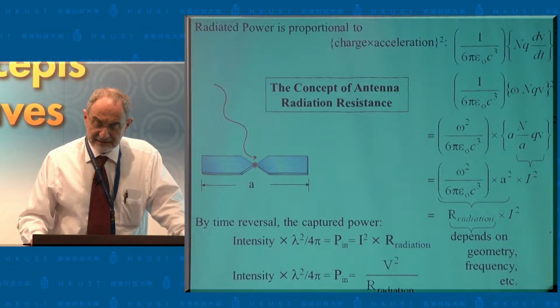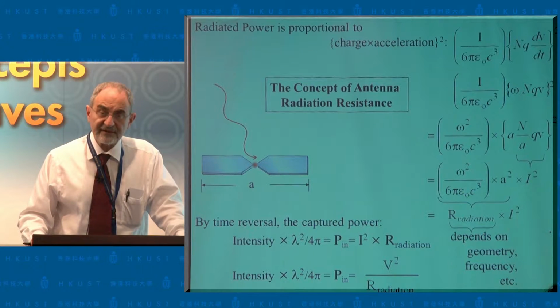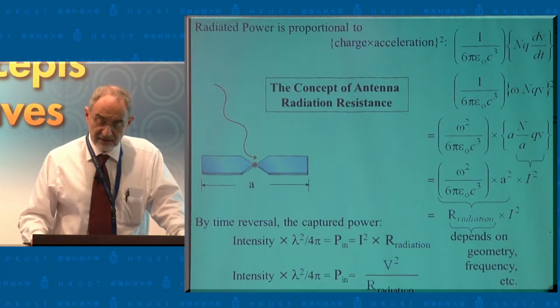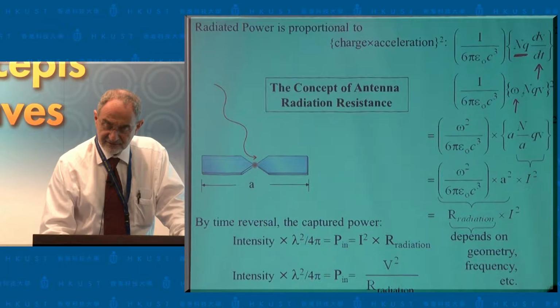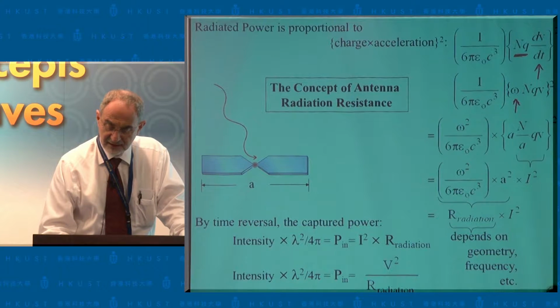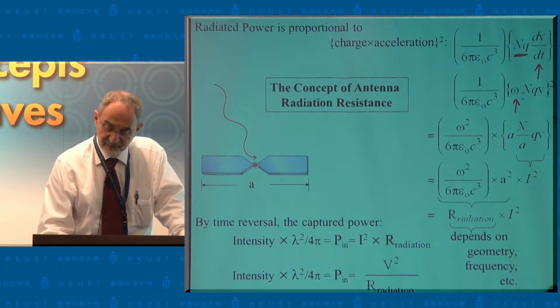In physics we were taught that accelerated charge radiates, so let's figure out the amount of radiation. So this is the amount of charge. Let's say you have n charges. This is the acceleration. Since it's sinusoidal motion, I can take the derivative, pull out omega, and then I have the number of charges times the velocity.